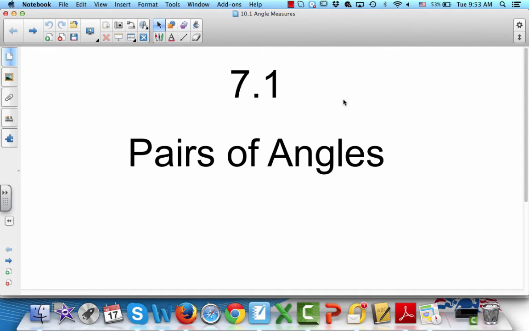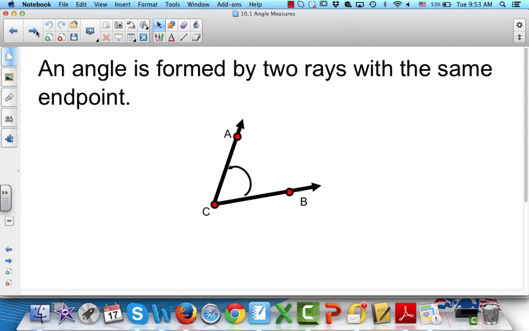Okay, today we're going to be doing pairs of angles. An angle is formed by two rays with the same endpoint. Just a quick reminder here about something. Remember, a line goes in two directions like that forever. A line segment has two endpoints. And a ray has one starting point and then goes on forever in one direction.